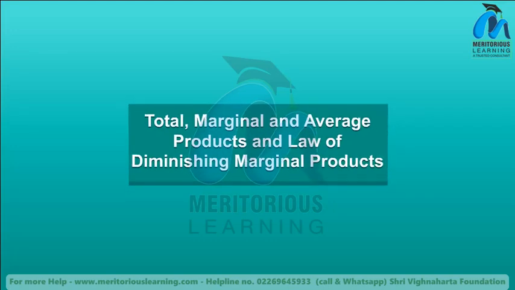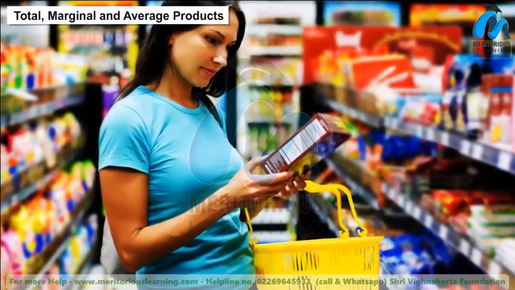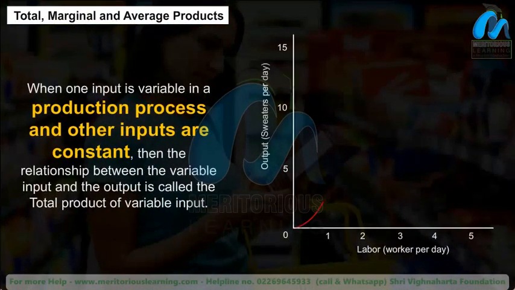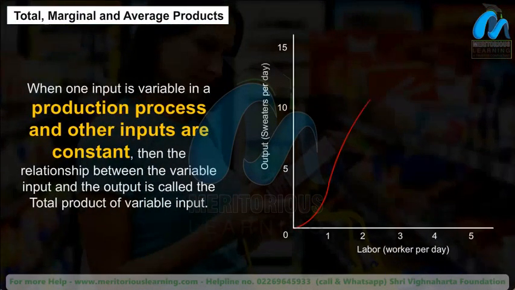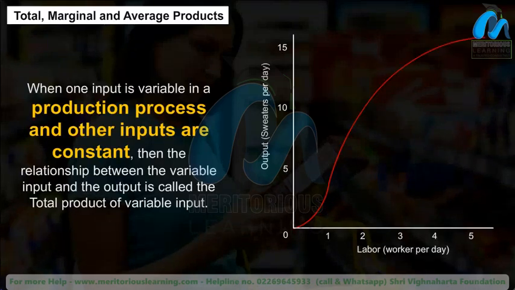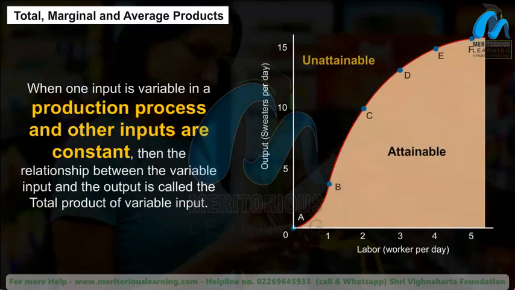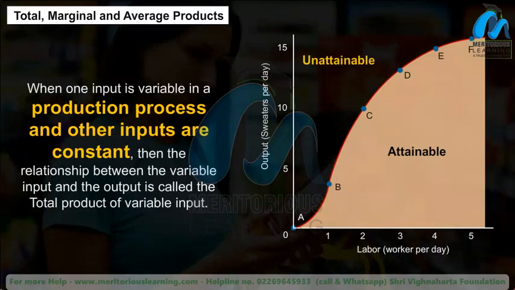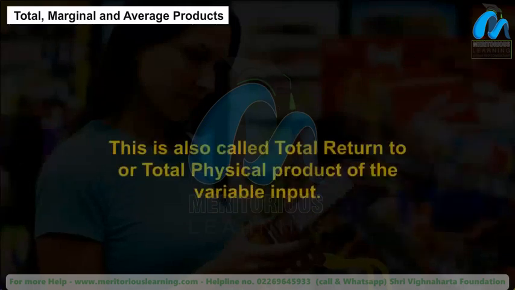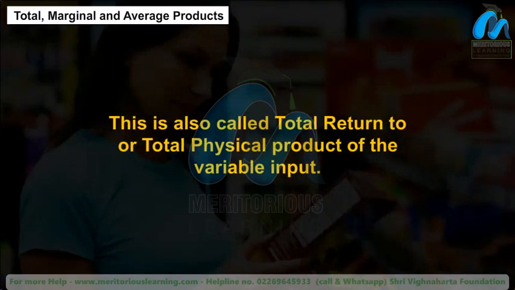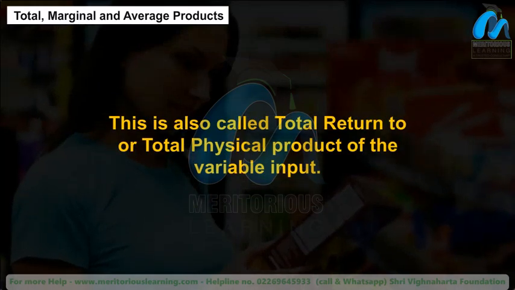Total, marginal, and average products and law of diminishing marginal products. Total, marginal, and average products. When one input is variable in a production process and other inputs are constant, then the relationship between the variable input and the output is called the total product of variable input. This is also called total return to or total physical product of the variable input.